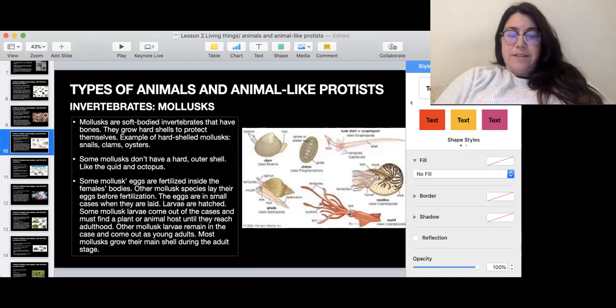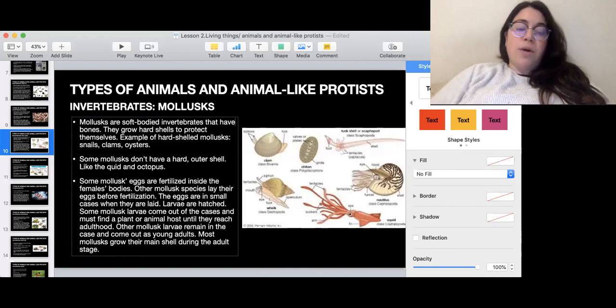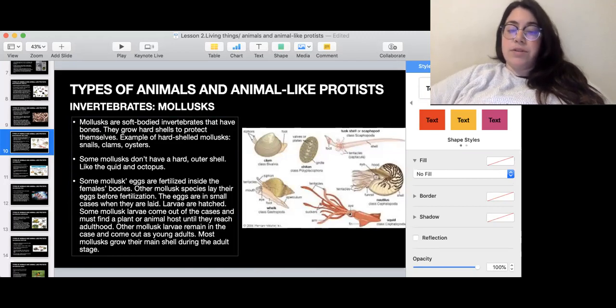Some mollusk eggs are fertilized inside the female's body. Other mollusk species lay their eggs before fertilization. The eggs are in small cases when they are laid. Then larvae are hatched. Some mollusk larvae come out of the cases and must find a plant or an animal host until they reach adulthood. Other mollusk larvae remain in the cases and come out as young adults. Most mollusks grow their main shells during the adult stage.